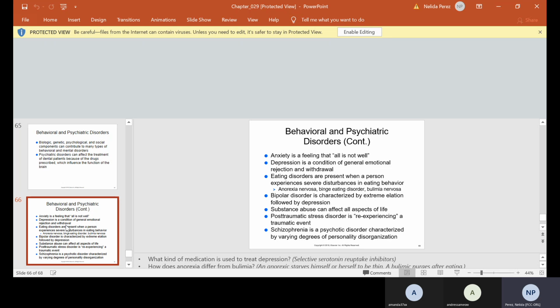Bipolar disorder is characterized by extreme elation followed by depression. Substance abuse can affect all aspects of life. Post-traumatic stress disorder is re-experiencing a traumatic event. And schizophrenia is a psychotic disorder characterized by varying degrees of personality disorganization.